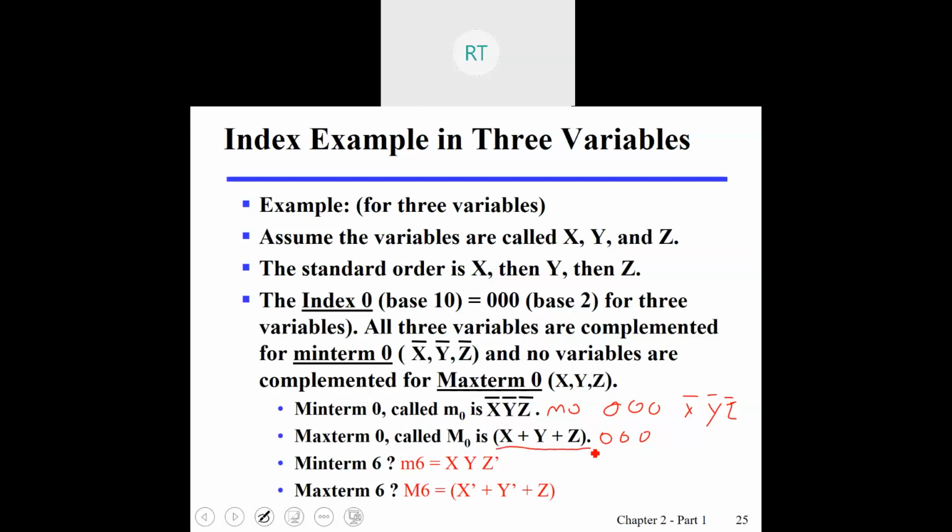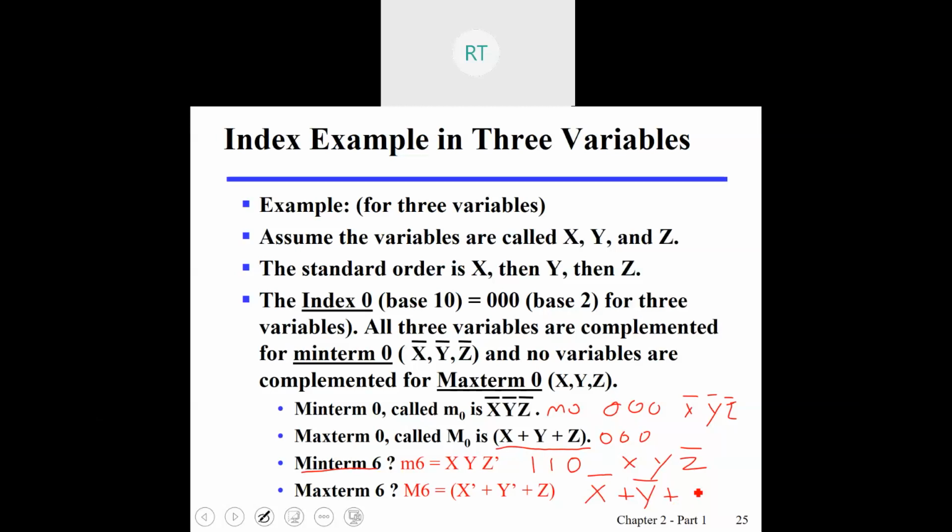How about min term 6? How do you write number 6 in binary? It is 1, 1, 0. So it is actually x, y, and z bar. How do you write max term 6? It is also 1, 1, 0, but the 1 is complemented, so you have x bar, 1 is complemented, plus y bar, and z is not, it is plus z.